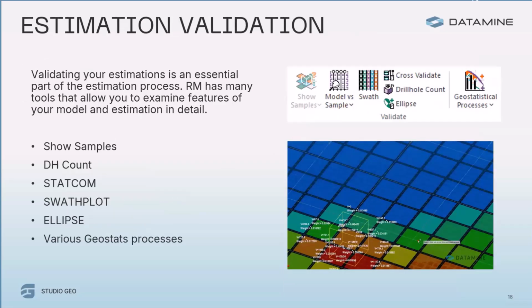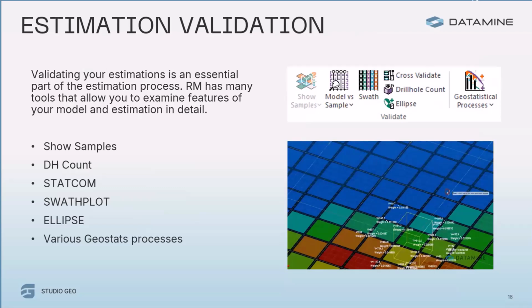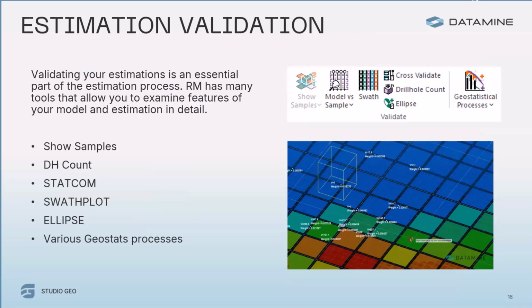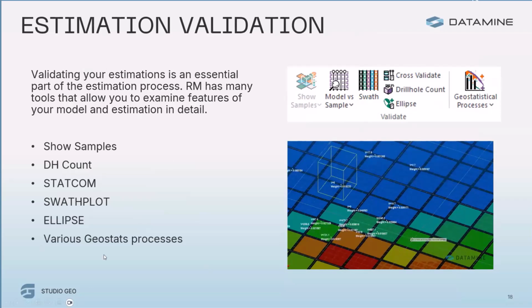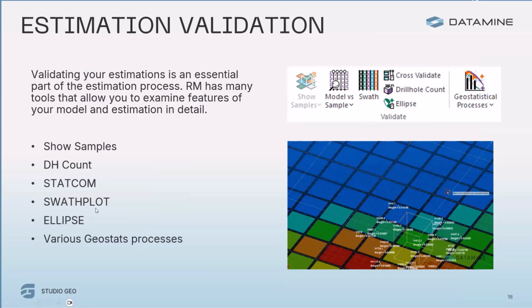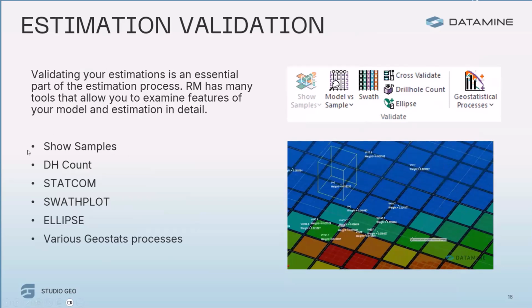So one thing that we have removed from Studio Geo, which is probably why you wouldn't be using it as much as a resource geo, is your estimation validation tools. So these tools up here. Obviously it's an essential part when you run an estimation. So a number of tools have been taken out of Studio Geo. Some of these are accessible through the command line. I know that you can actually do swath plot now. They put that back in. But quite a lot of these can't be run in Studio Geo.